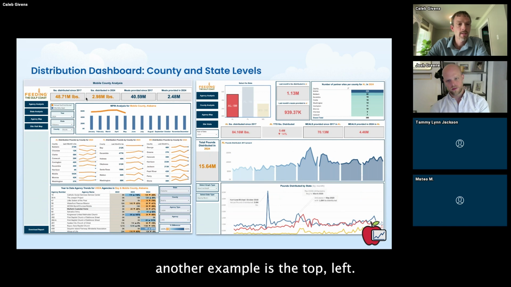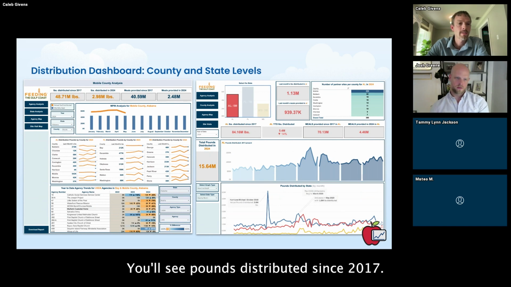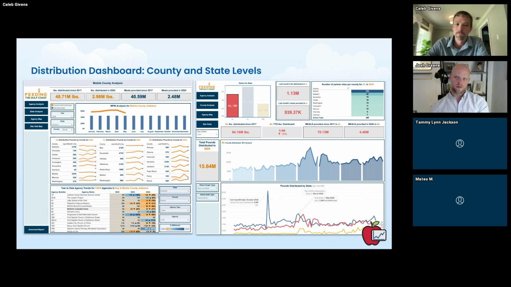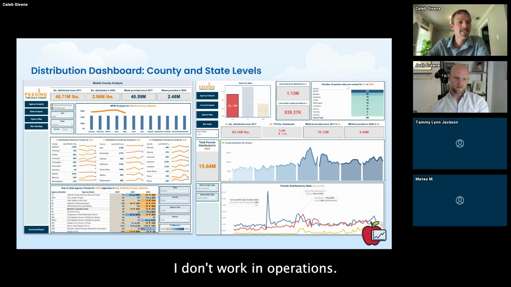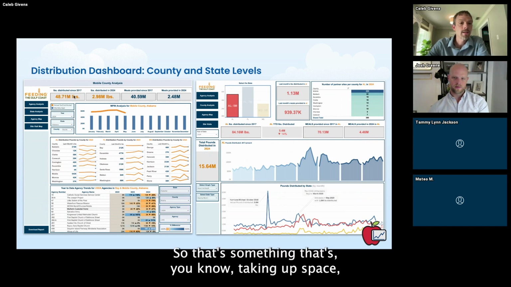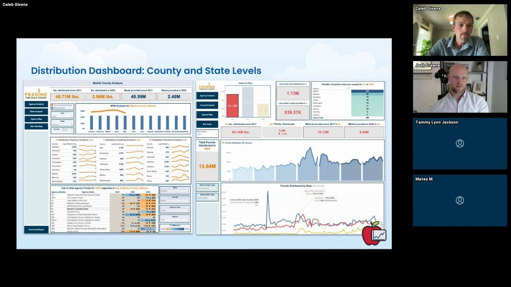Another example is the top left. You'll see pounds distributed since 2017. Again, I thought maybe that would be useful. I don't work in operations. That's not really useful information to them. So that's something that's taking up space, where we could put something that is more useful.